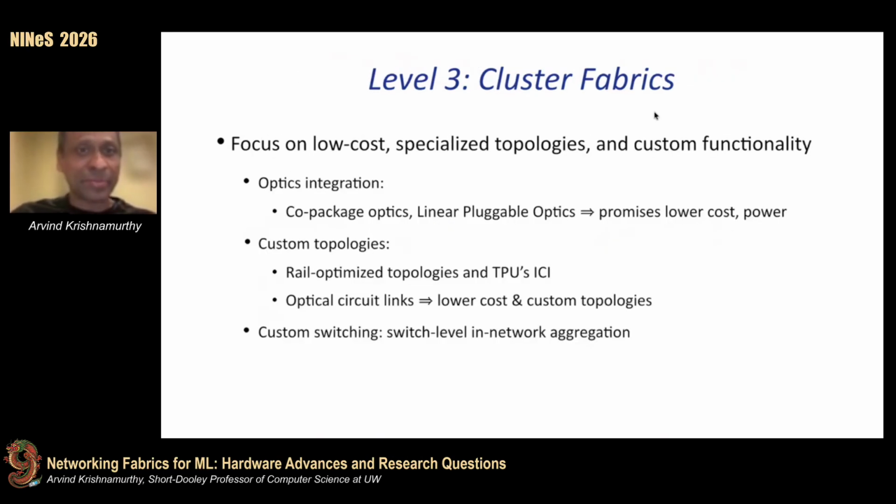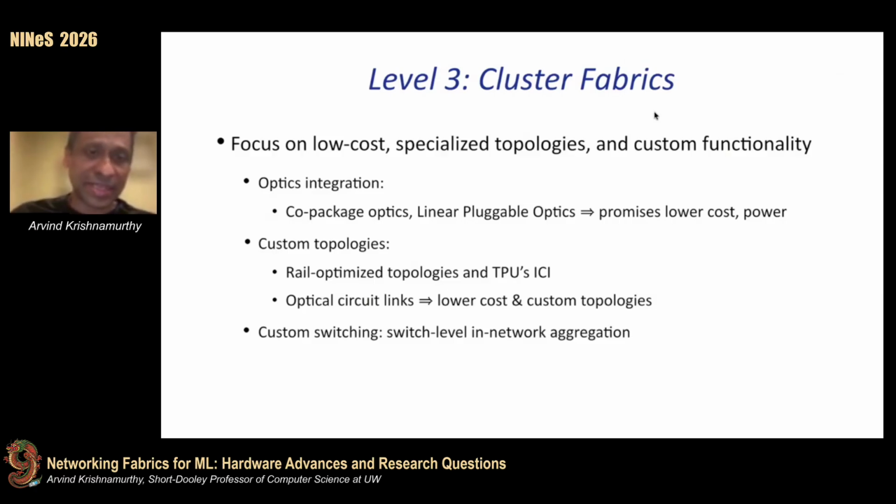And then moving on to the cluster fabric, the focus is really on developing low-cost solutions, trying to come up with specialized topologies, as well as coming up with custom functionality which is suited for machine learning. Since these are cluster scale solutions, you need longer reach, so optics becomes a requirement. And since optics is a requirement, you want to reduce the cost of optics. So we are seeing co-packaging of optics along with switches and along with servers, and this promises substantially lower costs and also lower energy requirements.